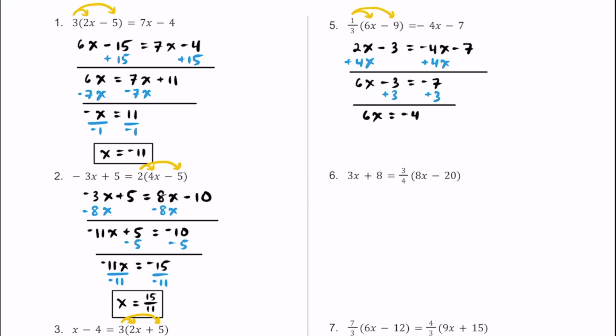And then finally, we can divide both sides by 6. If we do that, we're going to get 1x or just x on the left side, and negative 4 divided by positive 6 is going to equal a negative 2/3. This would be the solution to this equation.